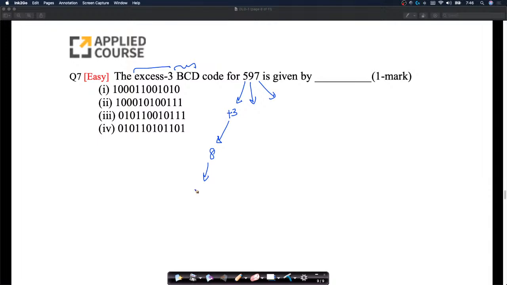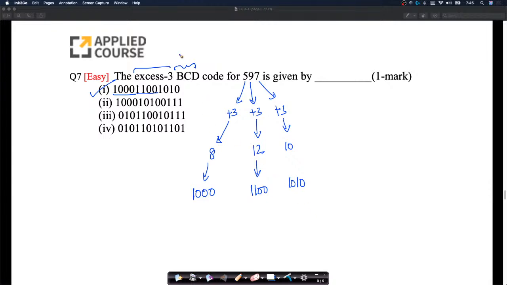8 is represented as 1000, right? Similarly, 9 plus 3 is 12. So what is 12? 12 is 1100. 7 plus 3 is 10. So 10 is 1010. So where do we have this? This is 1000. This is 1100. Okay, so 1010. Option A is the right option.